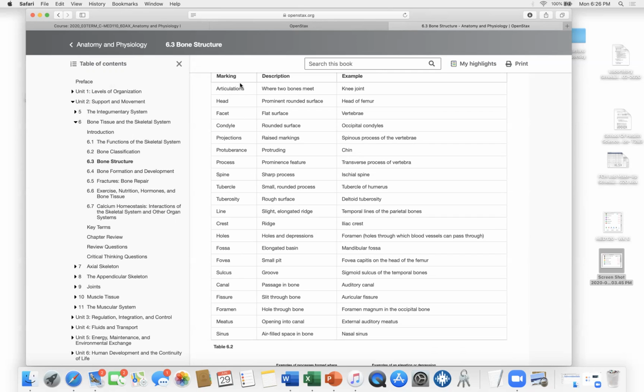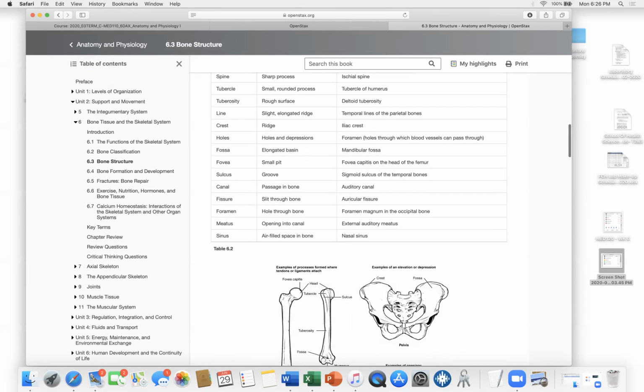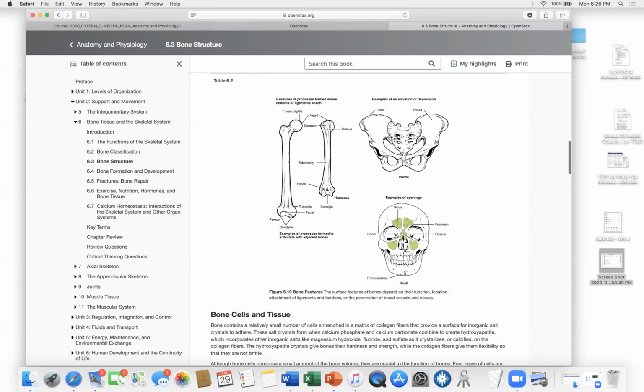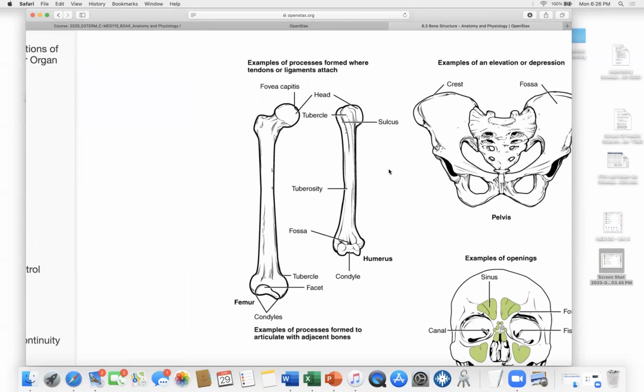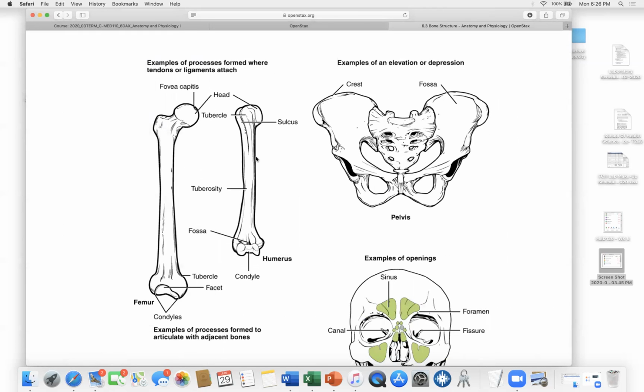Eventually, for future training, if you want to go to graduate school, you're going to have to learn all of these for every single bone. And it gets really complicated. But for right now, just know that there's markings. There's little things on all bones. Like for example, you have this little depression here, and that's your fovea, and they call it capitis because this is like the head of the bone, right? A tubercle, which is something that sticks out, a sulcus, which is like a groove here, right?